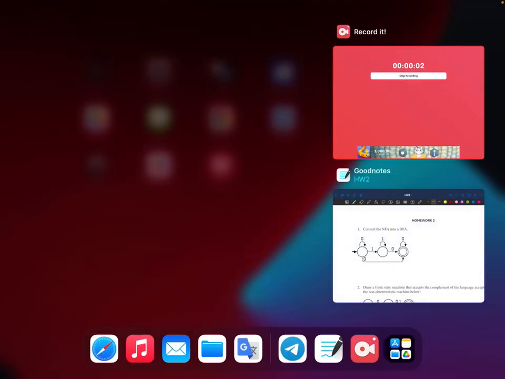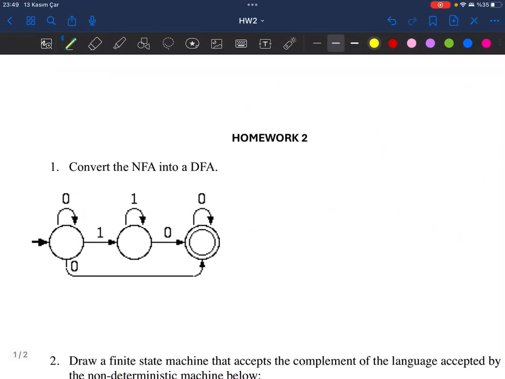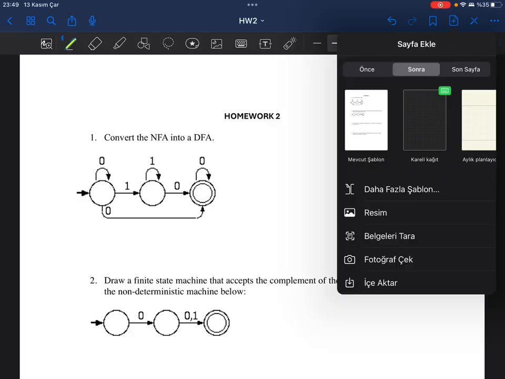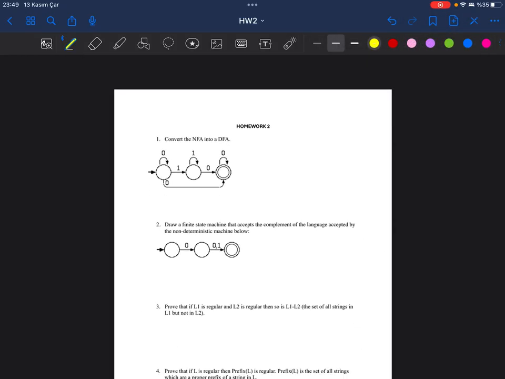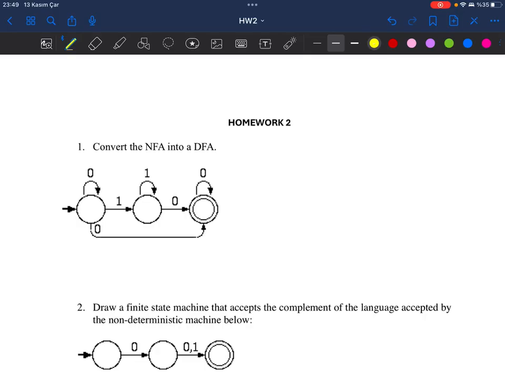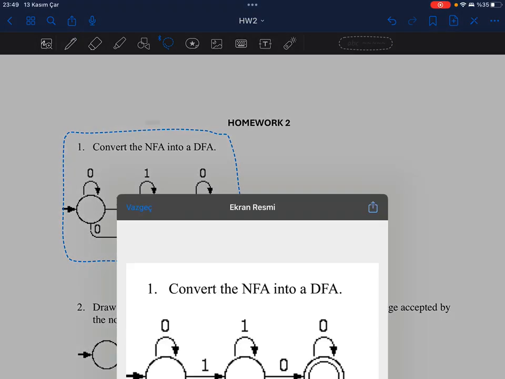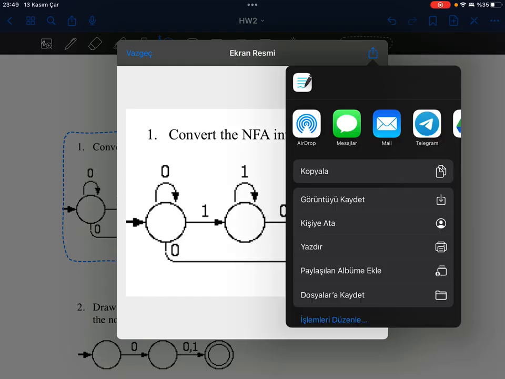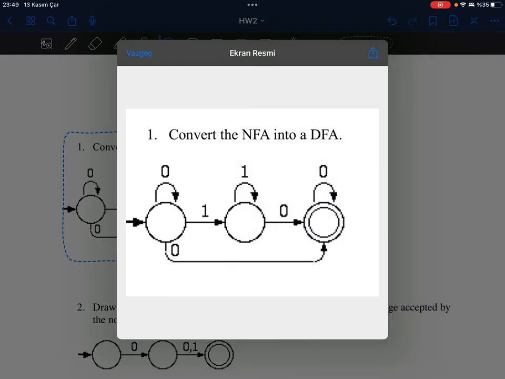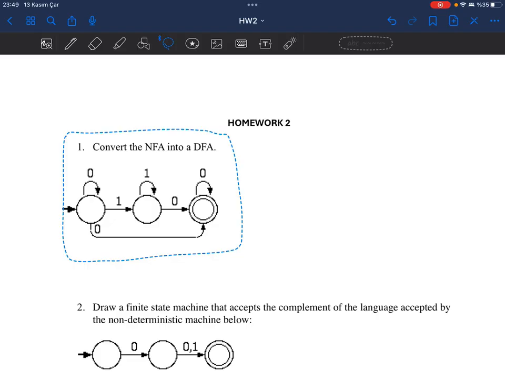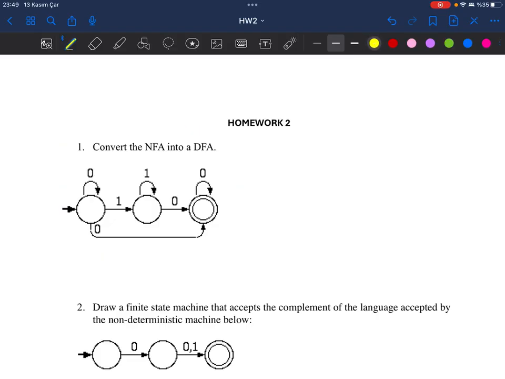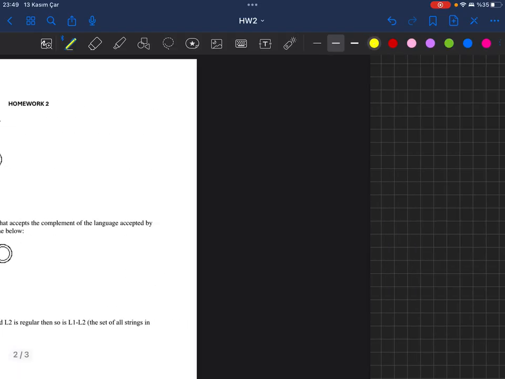Hello, today I am going to solve my homework 2. I will create a new clean page. First, I will copy my question to solve better. We will transform NFA to DFA.